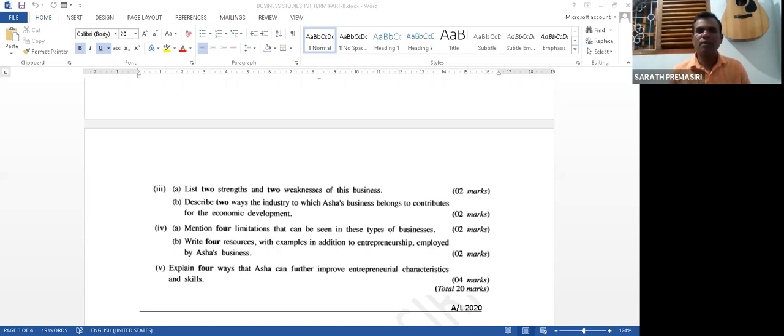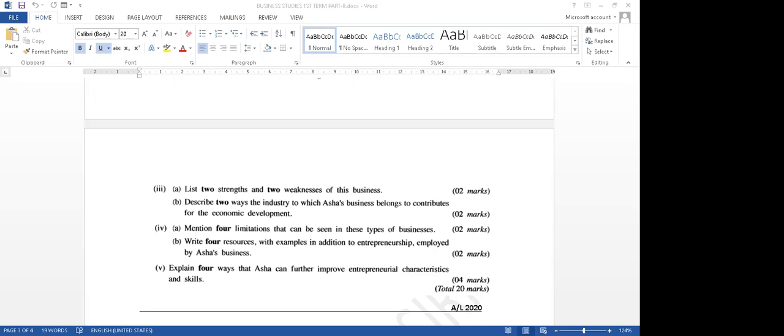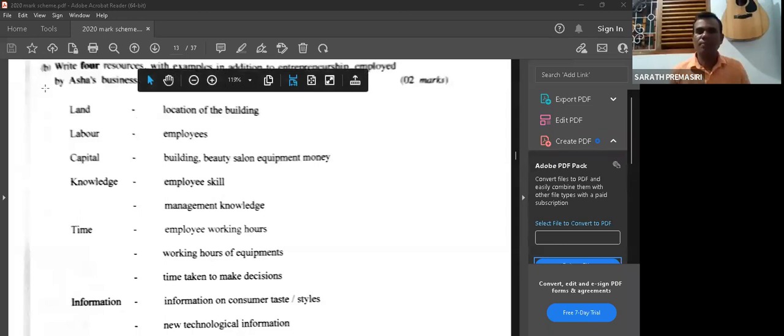Now look at the answer. Rashmi, can you visualize land, labor, capital, knowledge? Can you visualize them? Nikki, can you see this on the screen? Screen is shared, sir. Yes, now look at the answer.